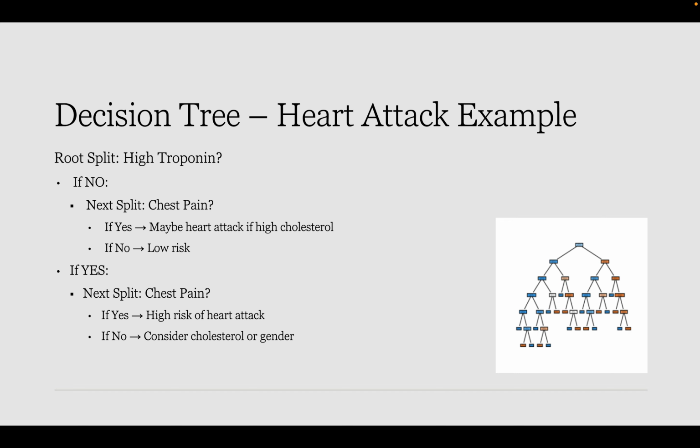And here's how a tree might handle our variables. It could first split on high troponin. If troponin is high and the patient also has chest pain, they're classified as high risk of a heart attack. If troponin is normal, the tree may look at chest pain and cholesterol. So this is kind of the set of rules that the decision tree follows.